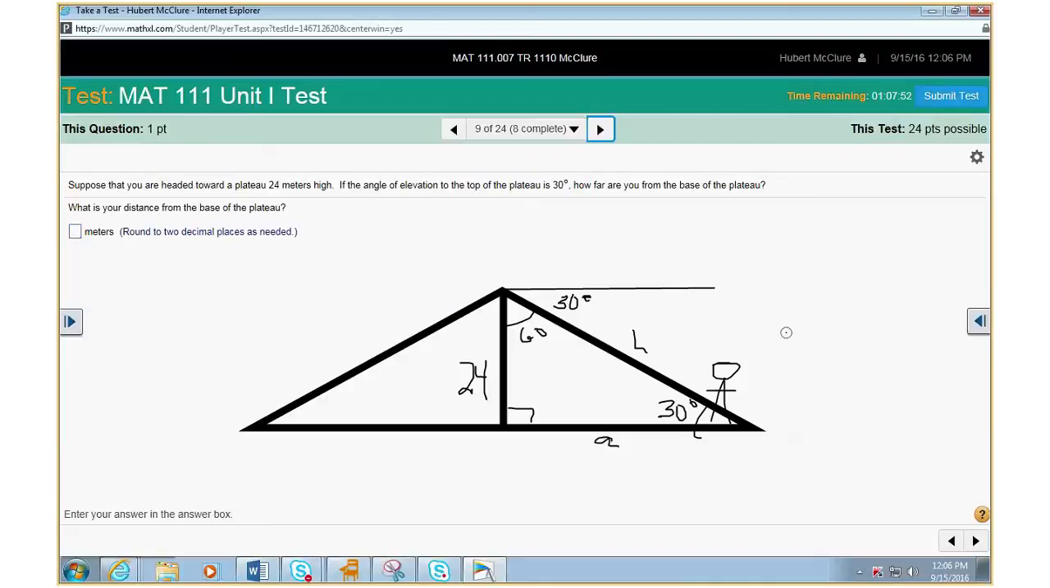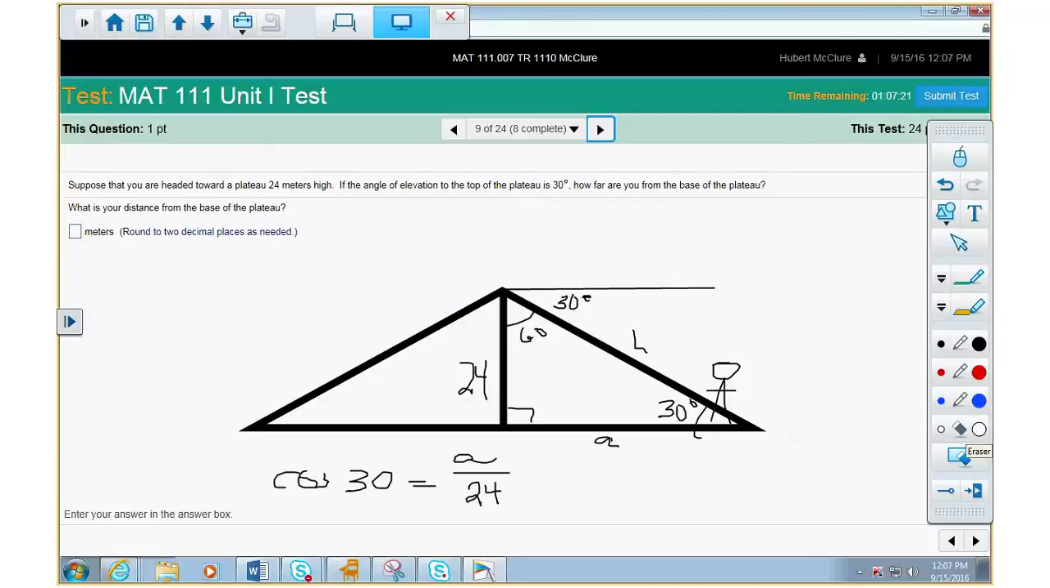Oscar had a hump. So cosine of 30 degrees is equal to A over what? 24. So what is A? Oh, I'm sorry. Well, I don't want that then. SOH CAH TOA. Tangent. Why am I wanting the tangent? Because you don't have the hypotenuse. I'm sorry.